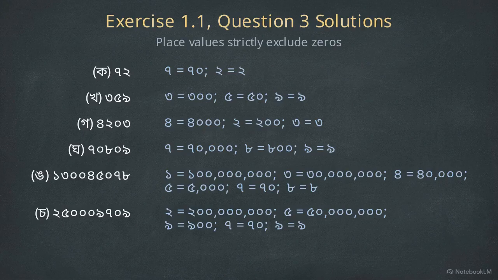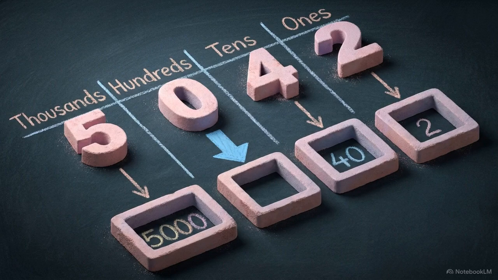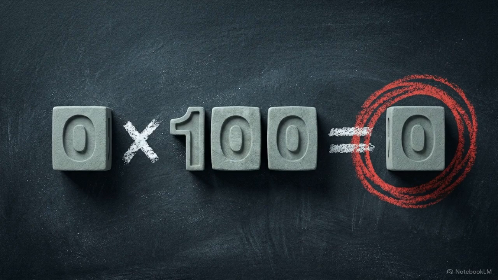Place values exclude 0. While 0 is essential for holding a position in the overall number, it has no standalone measurable value when we evaluate significant place value.